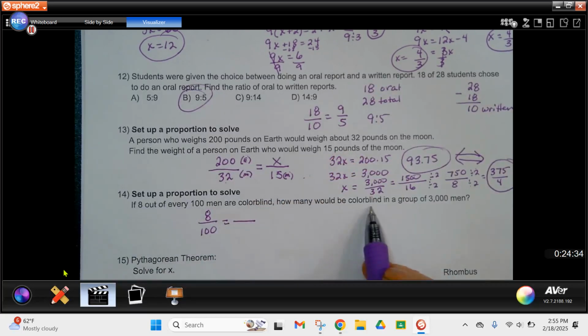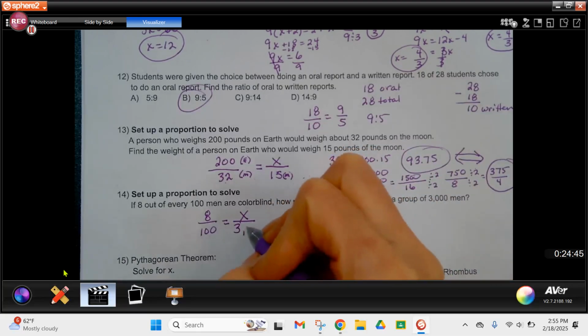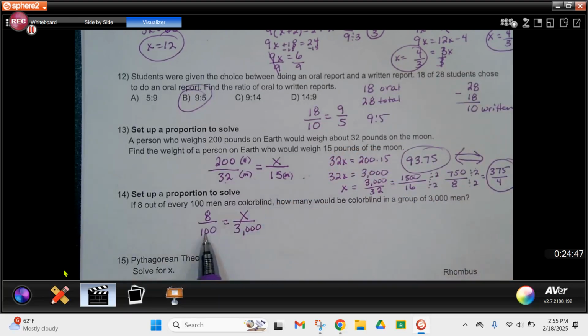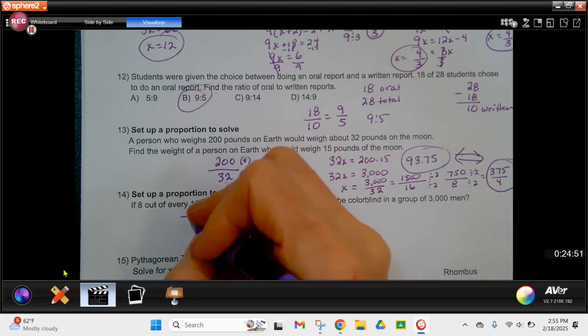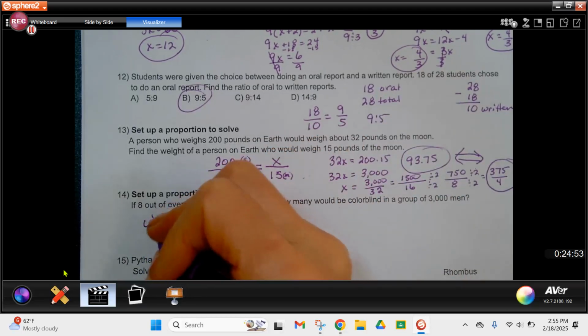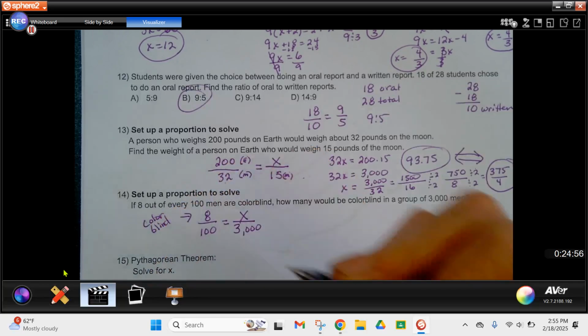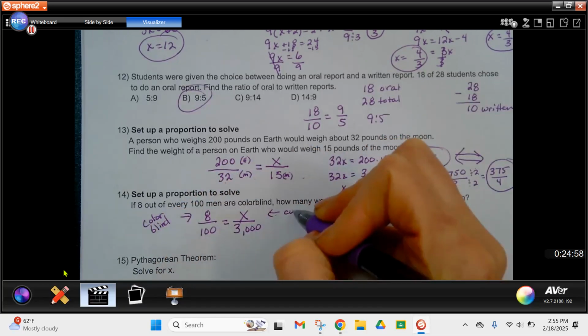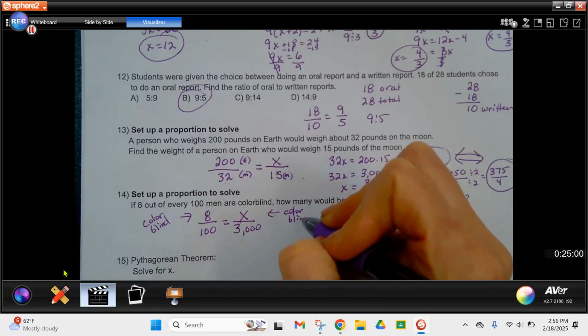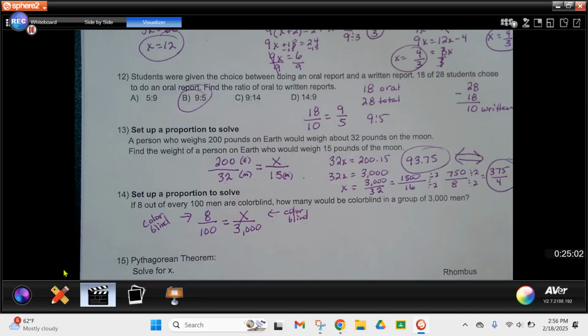How many would be colorblind? Okay, so if 8 of the 100 men are colorblind, then we're trying to find how many would be colorblind out of 3,000 men. Notice my proportion is set up where these are the total number of men, and this is how many men are colorblind. So it matches on the left-hand side, there's 8 colorblind men, and here we're trying to find how many colorblind in 3,000.